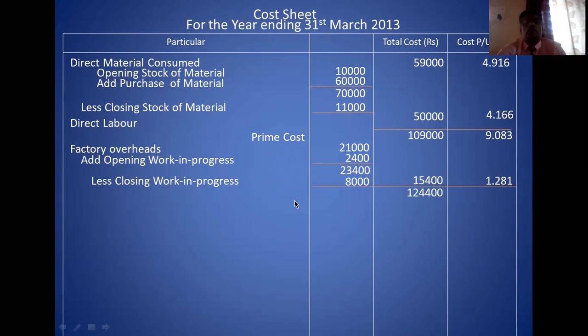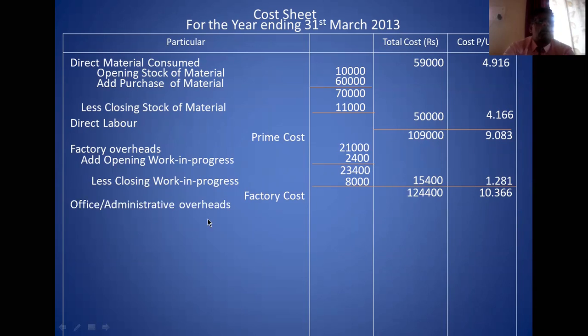Then take the total. Total is 1,24,400. Per unit is 10.366. It is called factory cost.